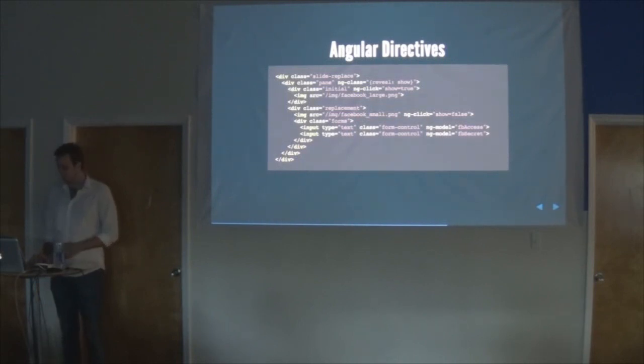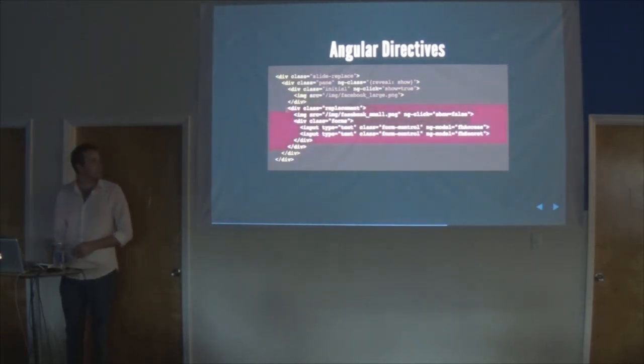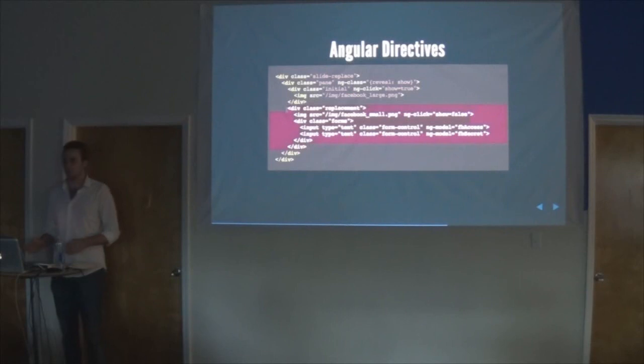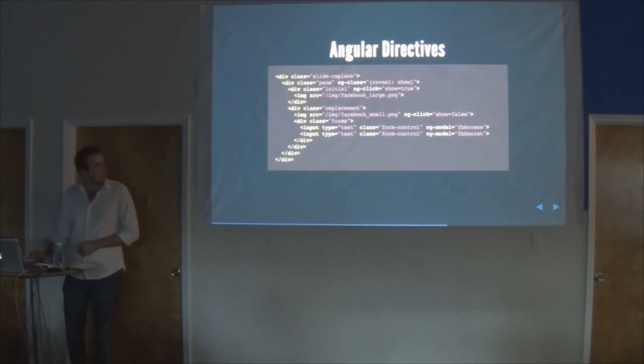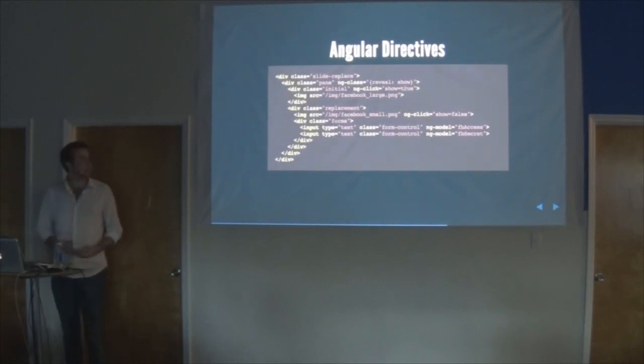The next two parts are these two blocks here. We have the initial block, which is basically what you see when you first load the page, and all it is is an image pointing at Facebook, which I have on my server. The next one is this replacement div, which slides in once you click on the initial div, and that's just this image and these two inputs here. Now we have this ngClick, and all ngClick does is set show to true. Once you click it, it automatically updates.